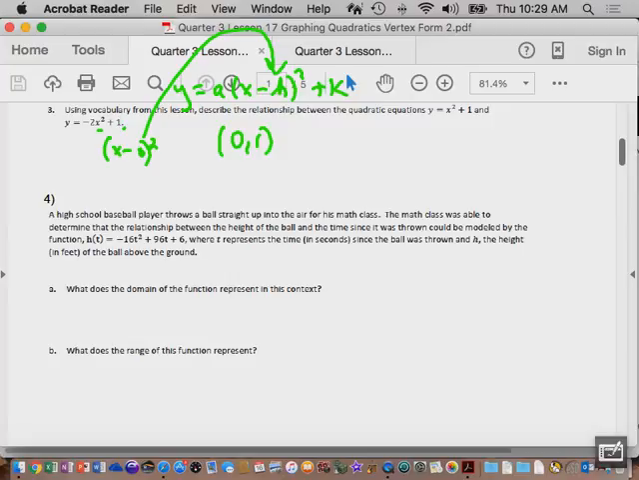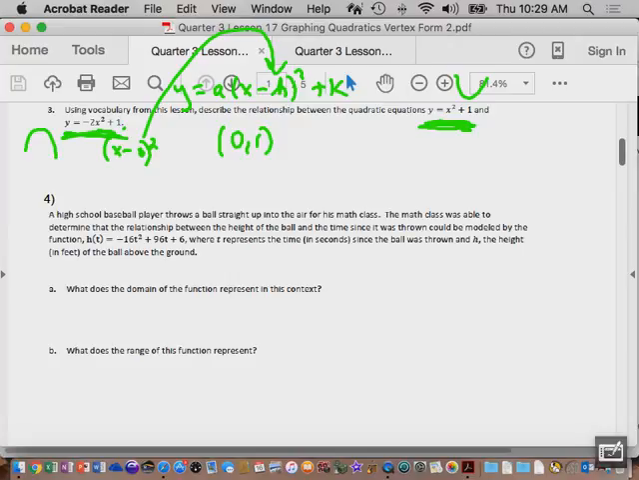Now, we know they share the same vertex. What would be a difference between those 2 graphs? There are 2 big differences. One has a max, one has a min, meaning that one would be flipped upside down. This would be a maximum because the negative turns it this way. The first one would be a minimum. Okay, and let's go with someone who hasn't helped me yet.